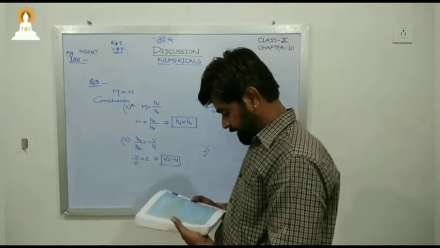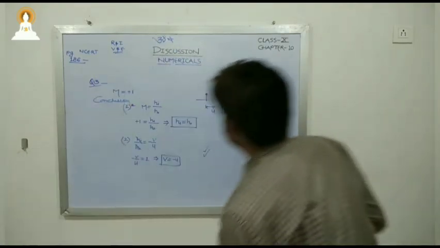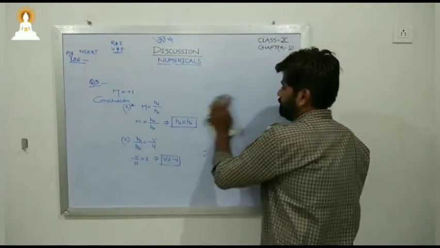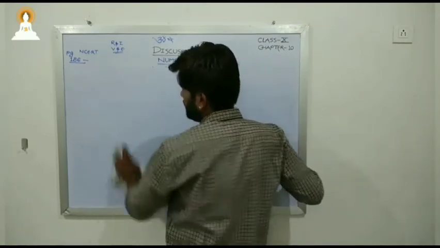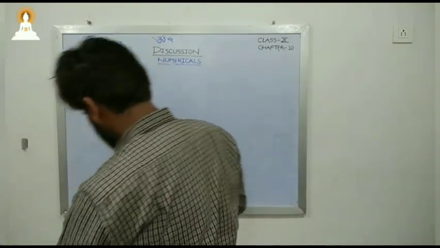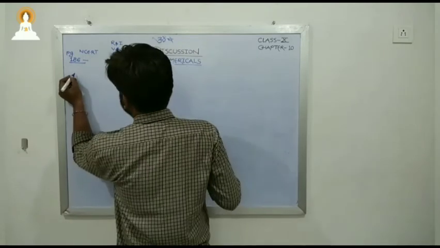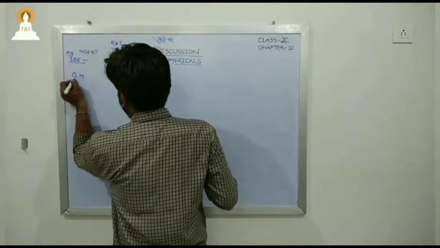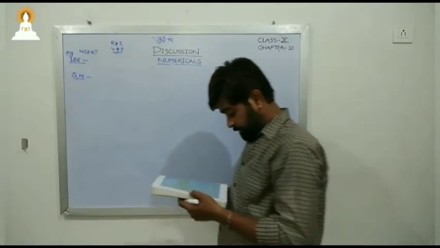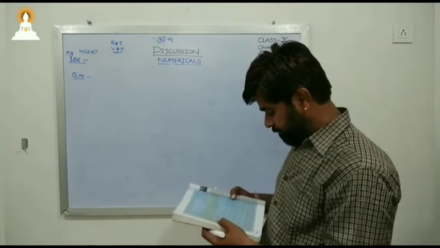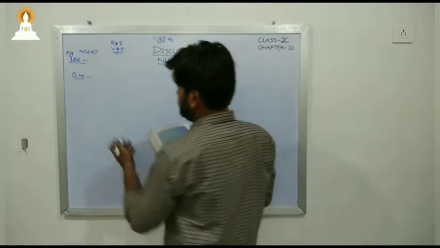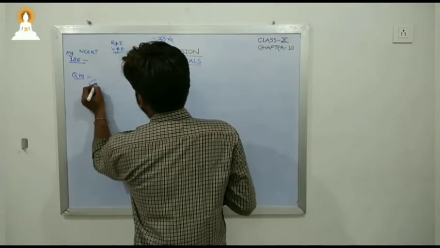Question number 14. Okay, in question number 14, let us see what they have asked. Question number 14 says, an object 5 cm in length is placed at a distance of 20 cm in front of a convex mirror. Okay, now what is given?